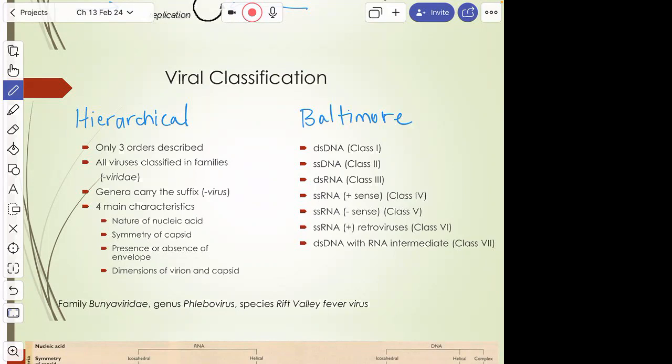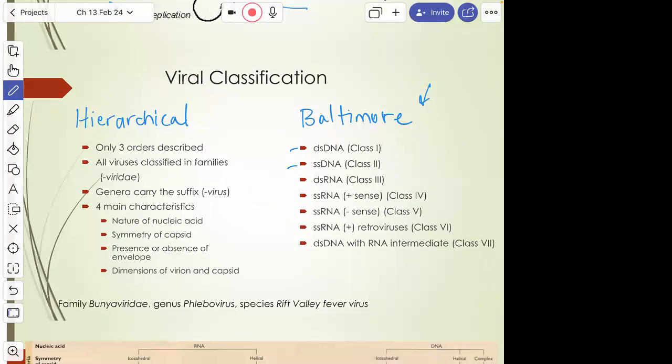They're both used. The Baltimore Classification is named for David Baltimore. He's the one that first discovered reverse transcriptase. He's done a lot of work with HIV. So this scheme is a little bit newer, and it's a little bit less subjective. In this scheme, we classify viruses just based on their nucleic acid. So do they have double-stranded DNA or single-stranded DNA or whatever? Don't memorize which is which, but it assigns a class based on what the nucleic acid is like.